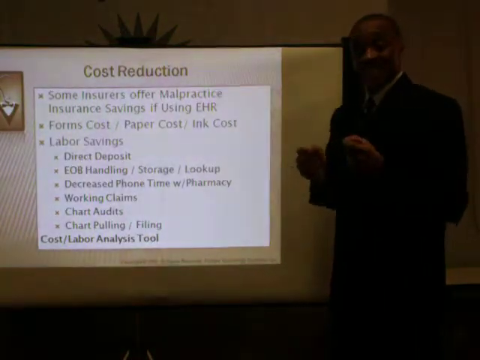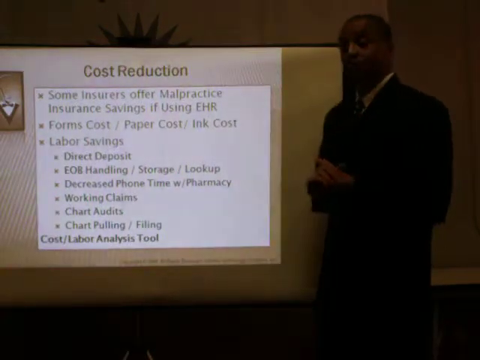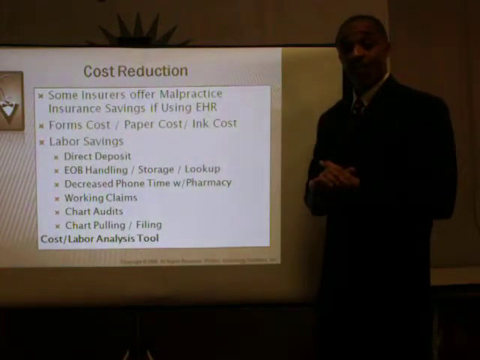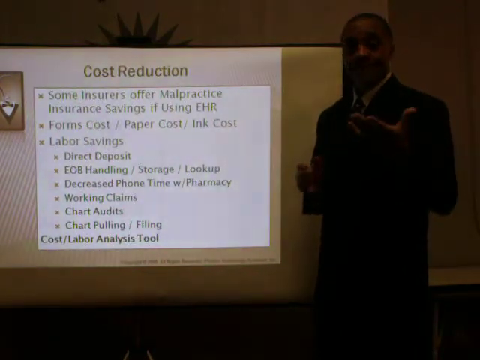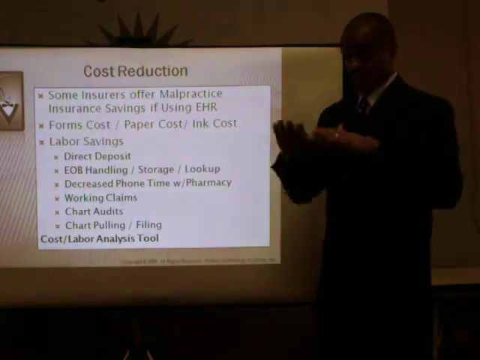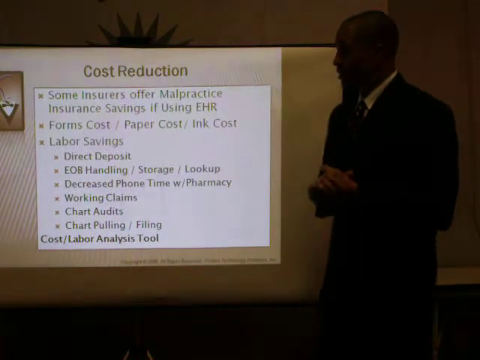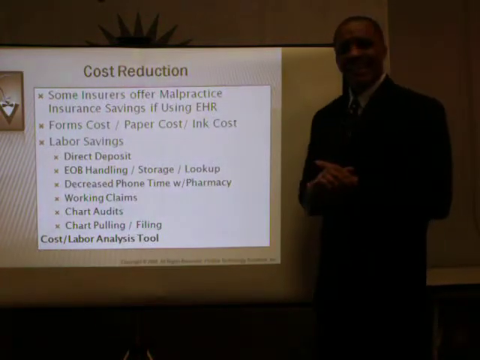A lot of insurers are now offering malpractice insurance savings for providers who utilize electronic health record solutions. It's much like purchasing a home alarm system for your home. It causes you to get a discount on your homeowner's insurance. Then there's forms and paper and ink.